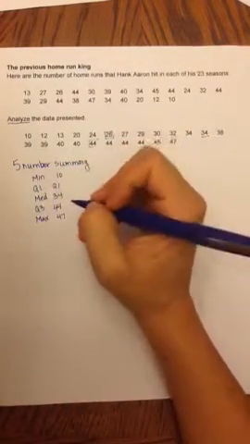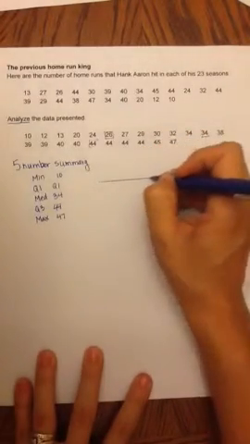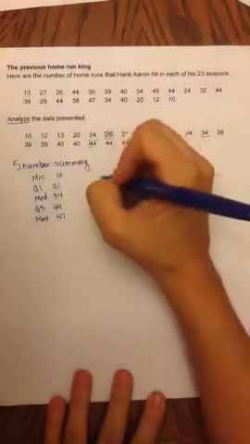Now the box plot comes from this 5-number summary. I'm going to start with a number line because that number line is going to allow me to keep a scale.